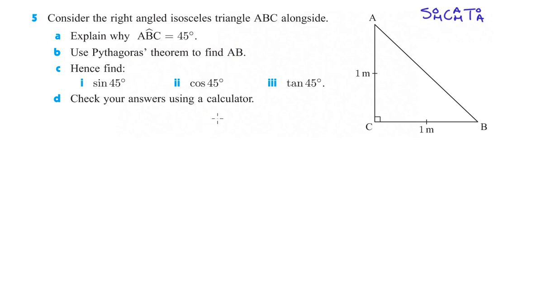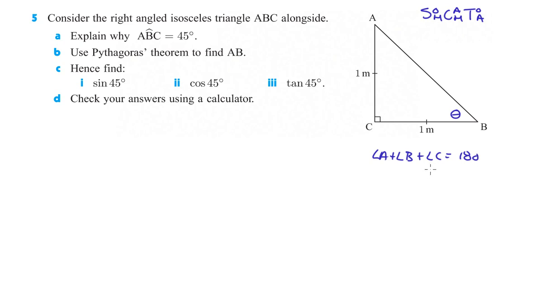Anyway, moving on. Number 5, consider the right-angled isosceles triangle ABC alongside here. Explain why angle ABC has to equal 45 degrees. So they're saying, why does this angle here have to equal 45 degrees? Well, let's see. We know that all the angles of a triangle add up to 180, right? So angle A plus angle B plus angle C has to equal 180.